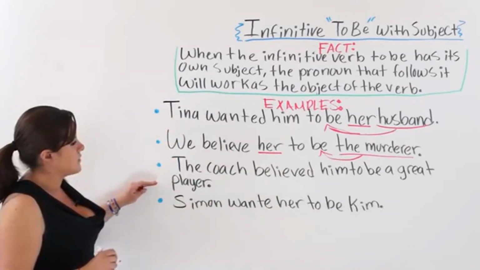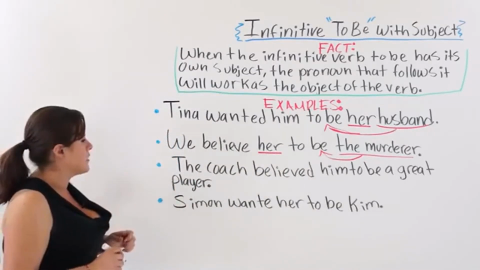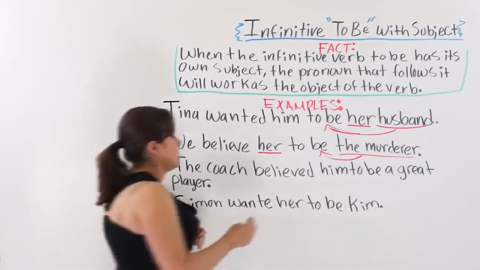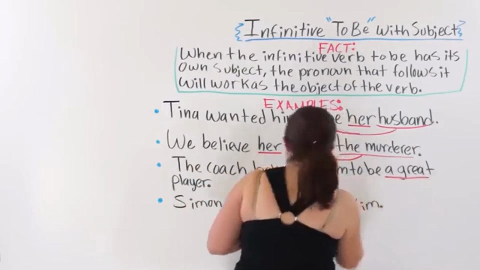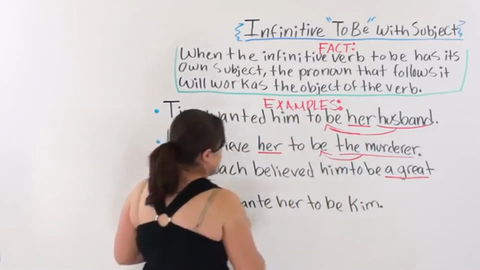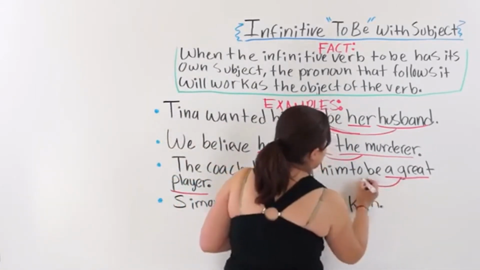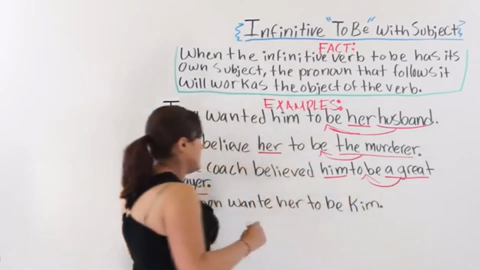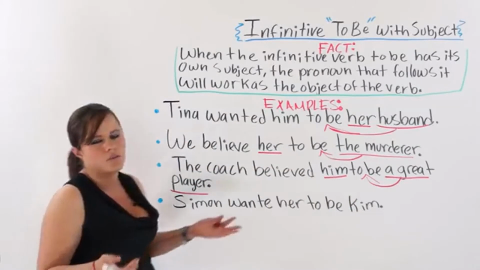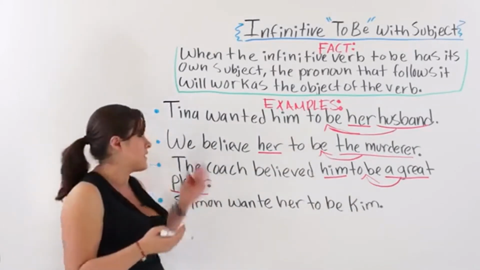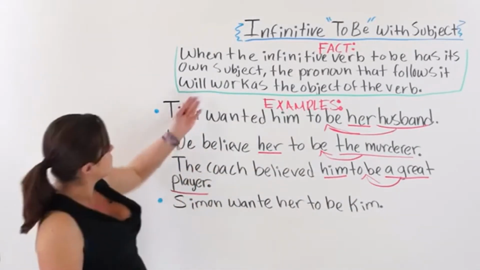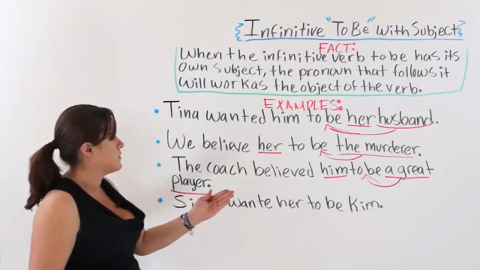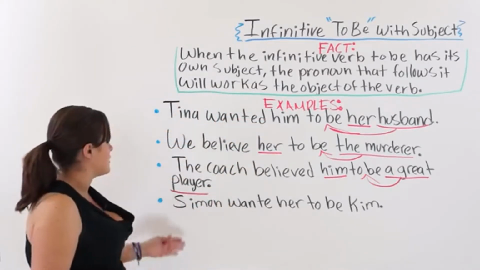And the next one says, the coach believed him to be a great player. A great player is working as the subject of the infinitive. Therefore, we used an object pronoun. Or the pronoun is working as an object, as in the rule. It's working as the object of the verb. Believed him to be a great player.